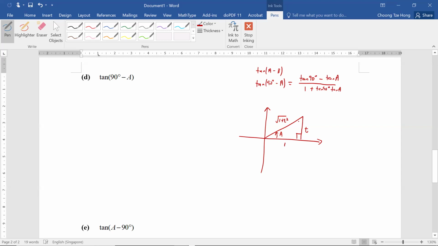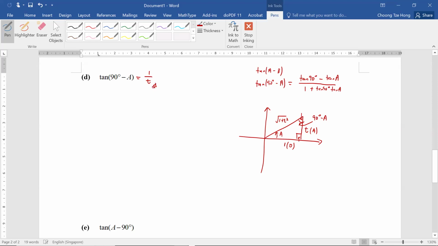If A is over here, do you agree with me that this angle over here will be 90 degree minus A? Because this angle is a right angle. So here will be 90 degree minus A. Now we want tangent 90 degree minus A. So if the angle is over here, then this 1 becomes the opposite, and this t becomes the adjacent. Tangent is opposite over adjacent, so it will just become 1 over t.